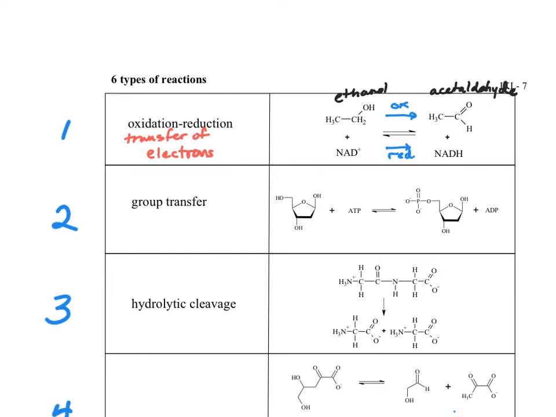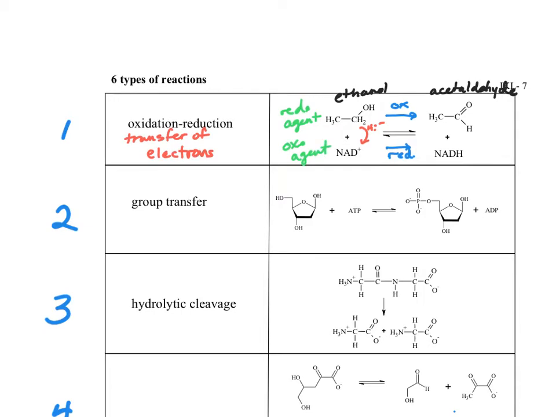Now, there are some terms that we use here from time to time that are useful. If the ethanol is giving its electrons to the NAD plus, as we see here, then it's the ethanol that is going to be referred to as the reducing agent. Now look at that. The ethanol is becoming oxidized, but it's causing NAD plus to be reduced, so we call it the reducing agent. NAD plus is causing ethanol to be oxidized, so we call that the oxidizing agent.